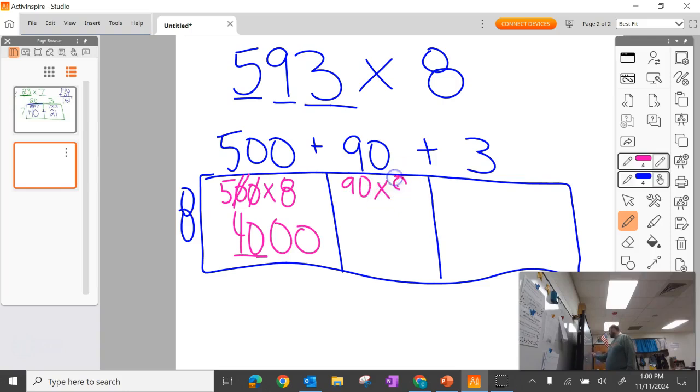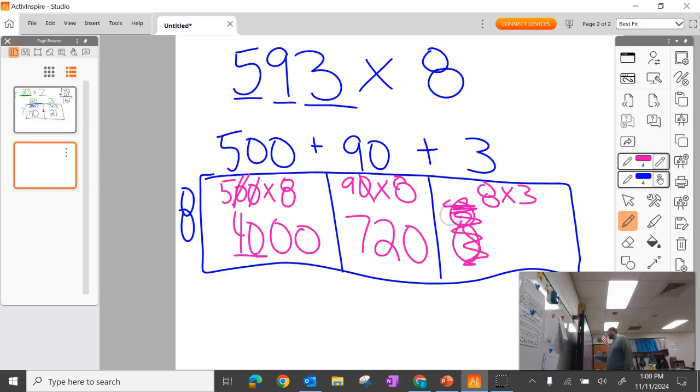times 8. Well, 9 times, chop the 0, 9 times 8 is 72. Add my 0. Then 8 times 3, as I write it too big, scratch through that. Sorry about that, y'all. 8 times 3 is going to be that 24. Again, be careful on this step. We're going to add everything together.